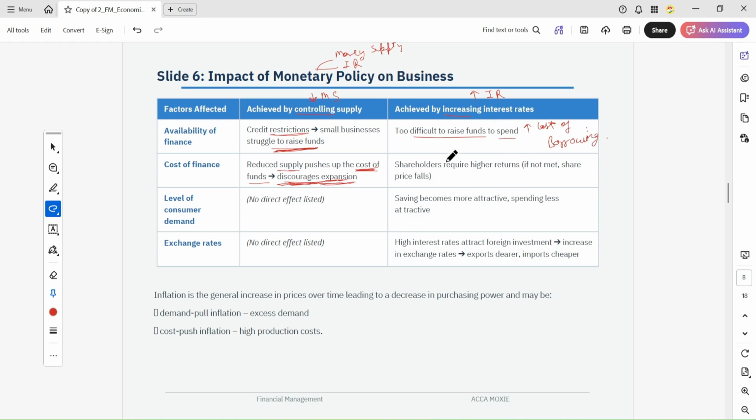If the borrowing cost increases, the shareholders' return should increase. For example, if your younger brother gets a gift from your dad, the next day you will go to your dad and say, I want the gift as well. So the level of consumer demand: saving becomes more attractive, spending less attractive. Because when you spend money, you have to borrow, and when you borrow, that borrowing will cost you higher.